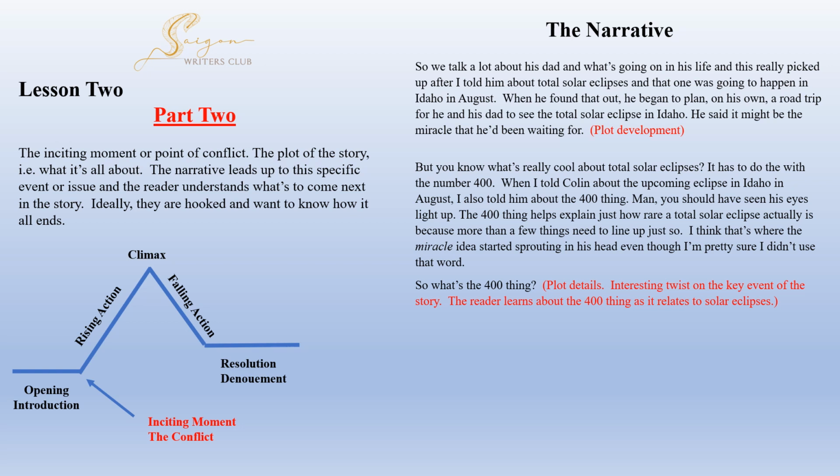So I go on to explain the 400 thing. But here we add that detail. We want to have a little twist. We want to have a little something. So the reader learns about the 400 thing as it relates to total solar eclipses, and then how the 400 thing is viewed by Colin as that's the miracle. And so you'll notice there I italicized the word miracle.